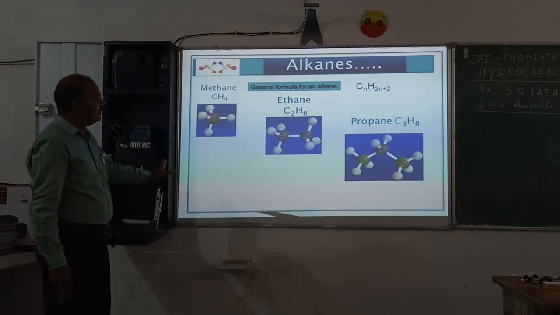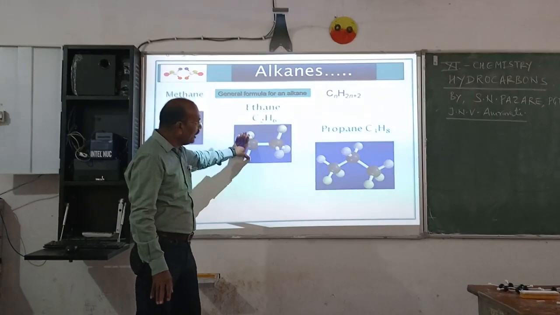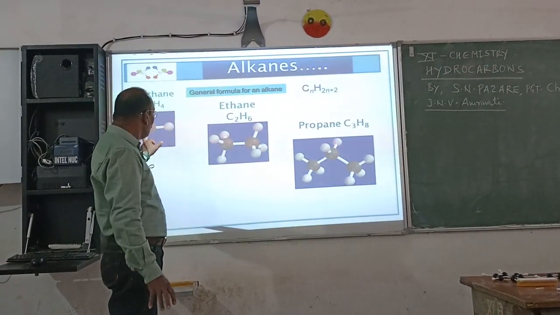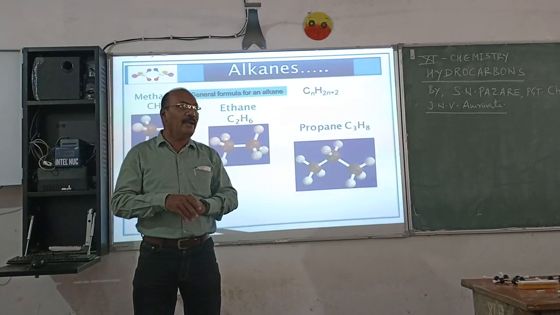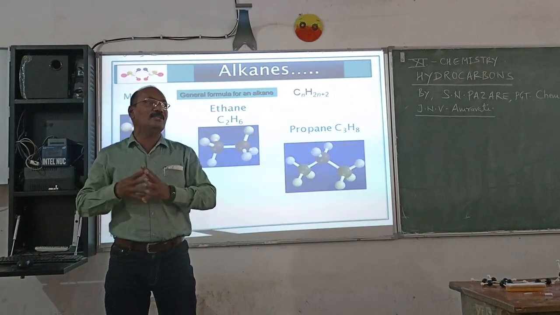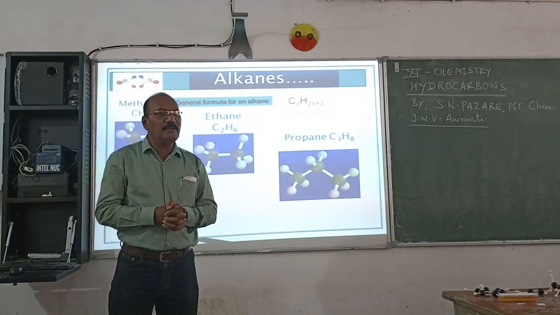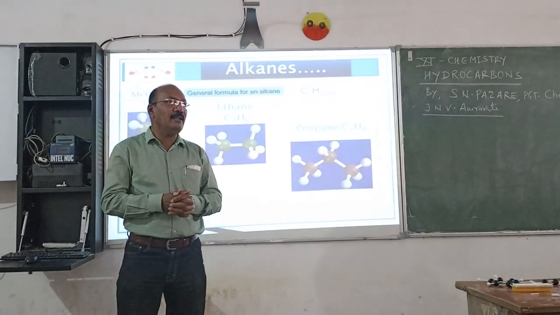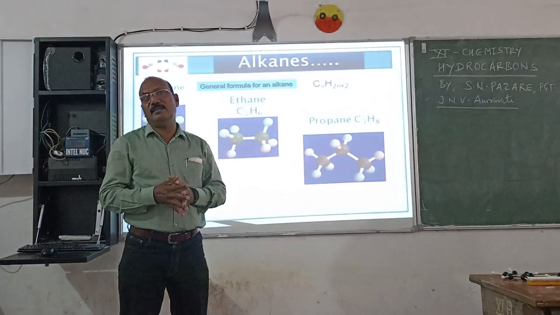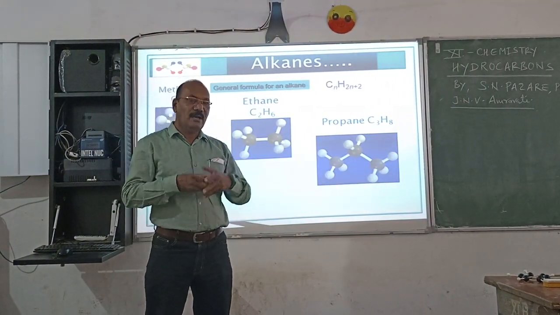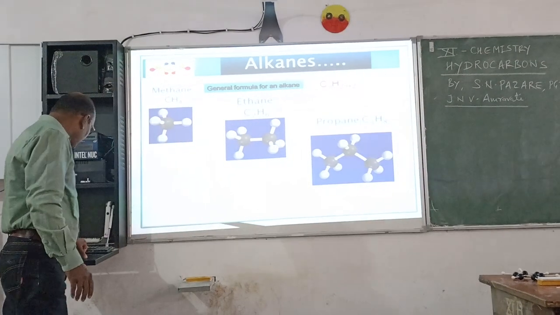Now you see, these are the structures made by the students. This is methane. This is ethane. This is propane. In this way, we go from methane, ethane, propane, butane, pentane, hexane, heptane, octane, nonane, and decane. These are all the 10 series of the saturated hydrocarbon or alkane, with the general formula CnH2n plus 2. CnH2n is the general formula of alkene, double bonded compound. And CnH2n minus 2 is the general formula of alkynes.